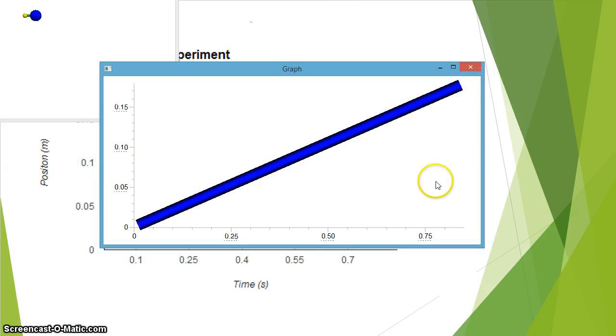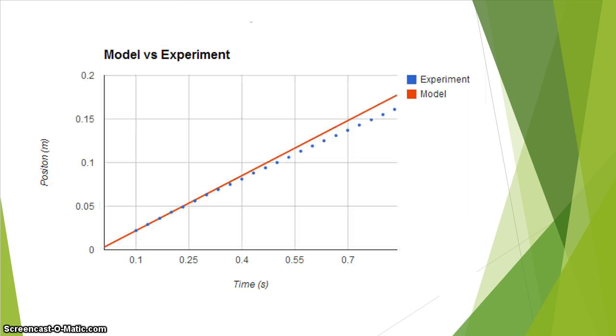Now let's compare this model created by the code to the experimental data we had on Tracker. The model is in red and the experiment is in blue dots. As you can see, for the first few points, the model describes the experimental data very accurately. But, as I said before, the experimental data starts to curve and slow down.